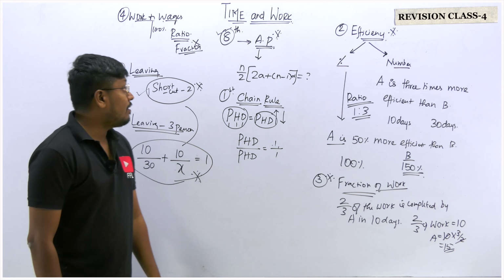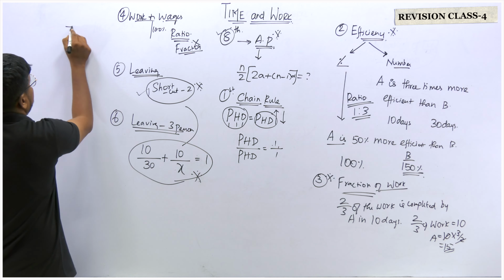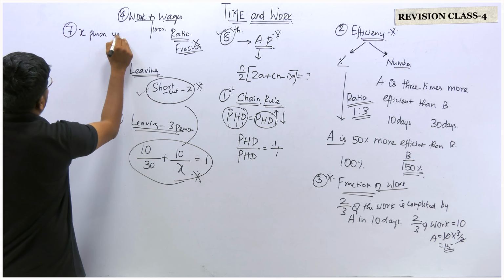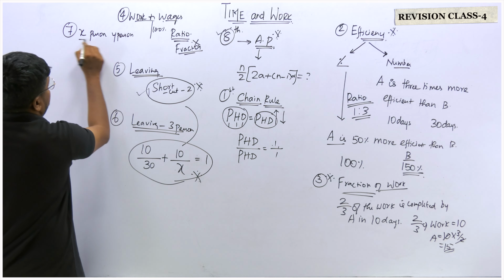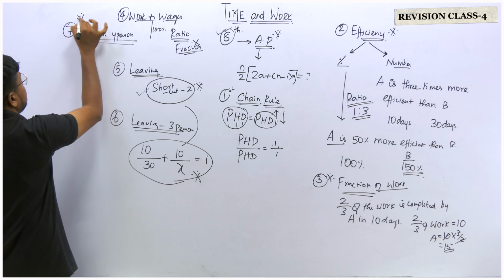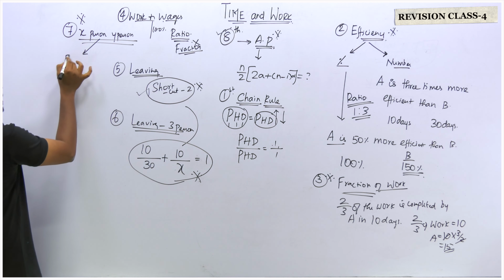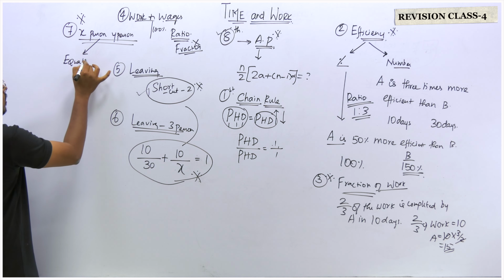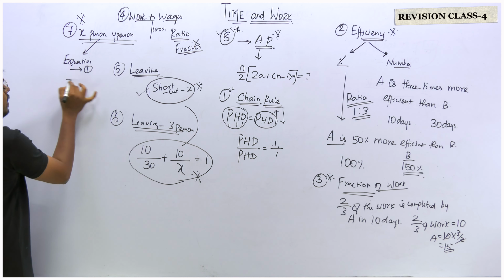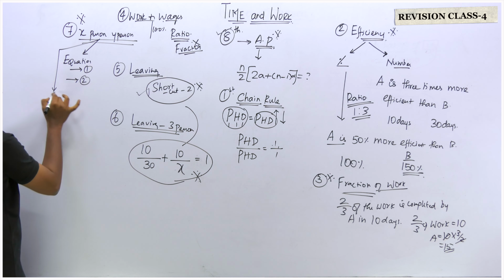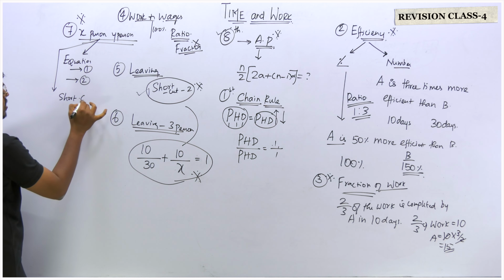And then next, on the 7th, X person, Y person. This is also important for the bank exams. Why? Because usually this question is solved by the equation model, like framing equation number 1, equation number 2, and then we simplify it. And another method I have told you in the video, that is a shortcut method.